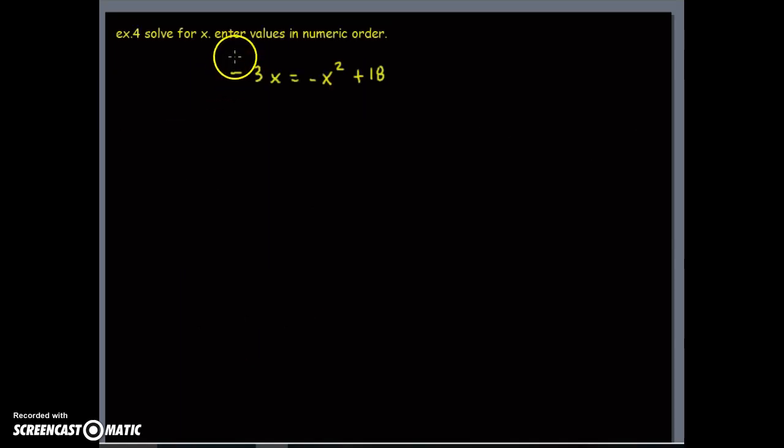Example number 4. So here we have our equation, and we've got one term right here, we've got two terms right here, but this time I'm actually going to eliminate these terms on the right side because I noticed that this x squared is a negative, and that's going to make solving in the end maybe a little bit more challenging. So because it's a negative, I'm going to go ahead and eliminate the terms on this right side.